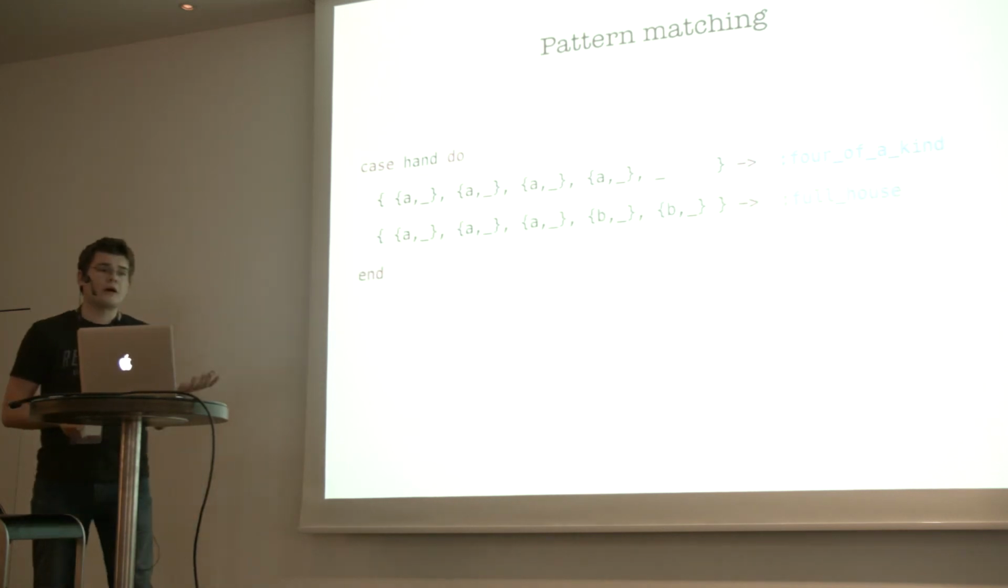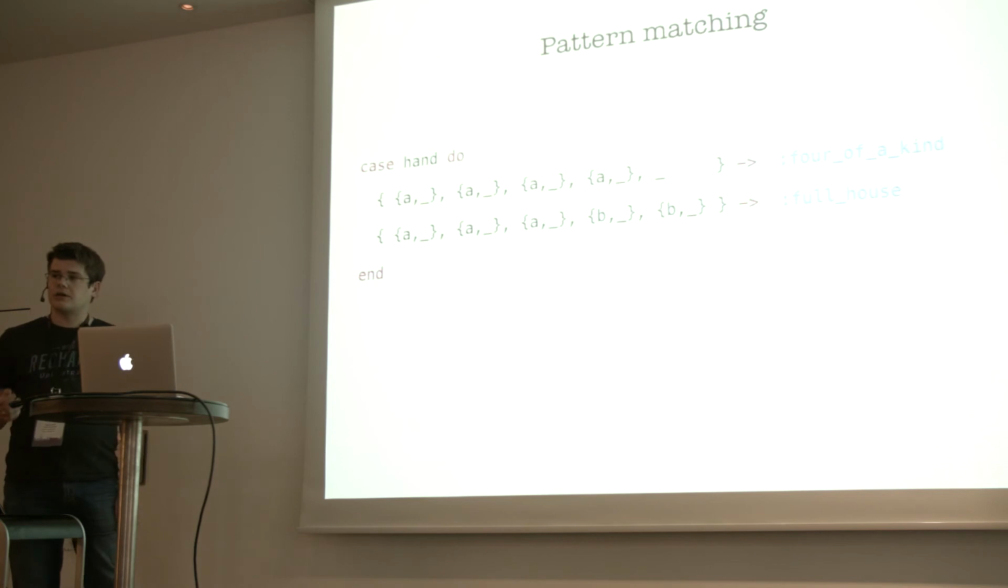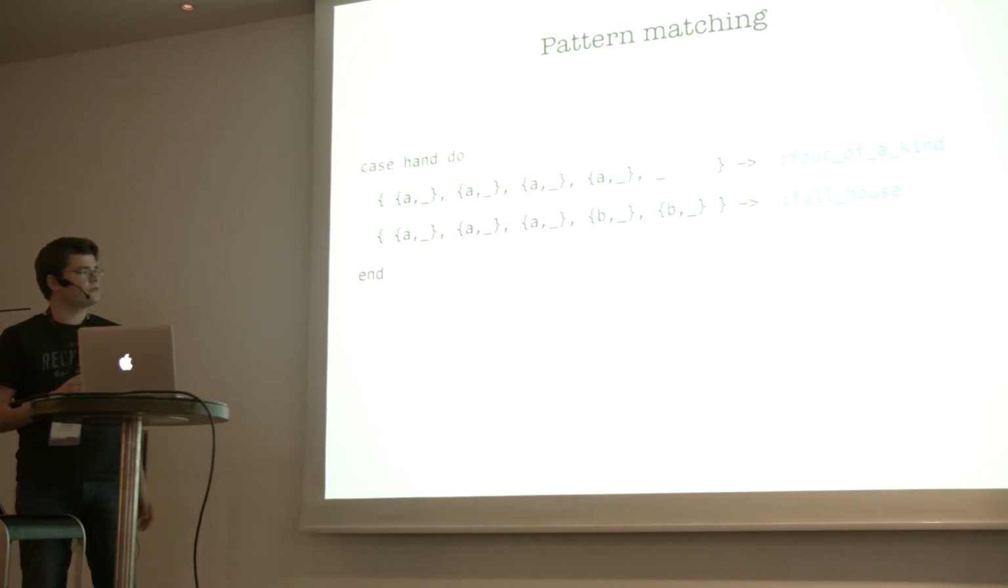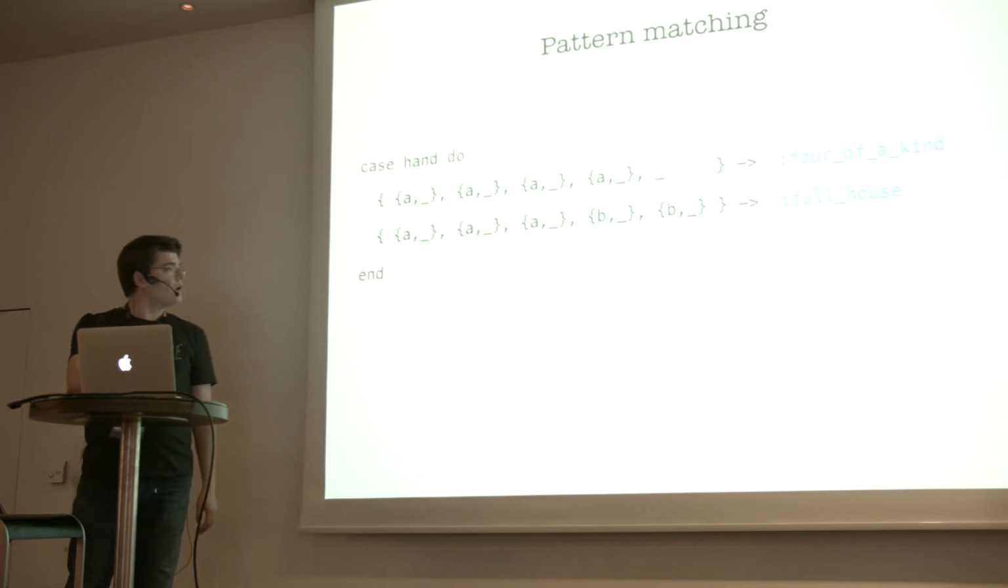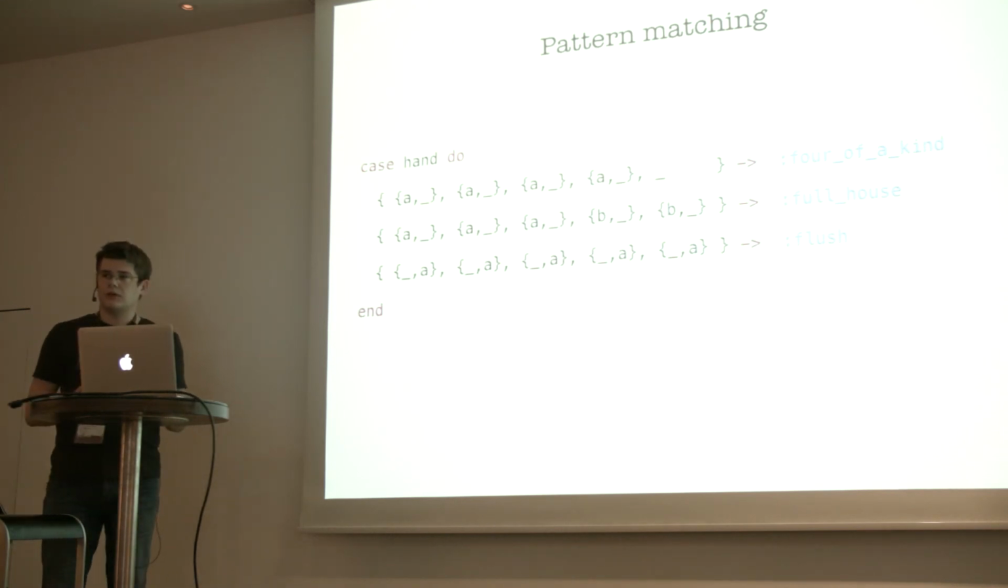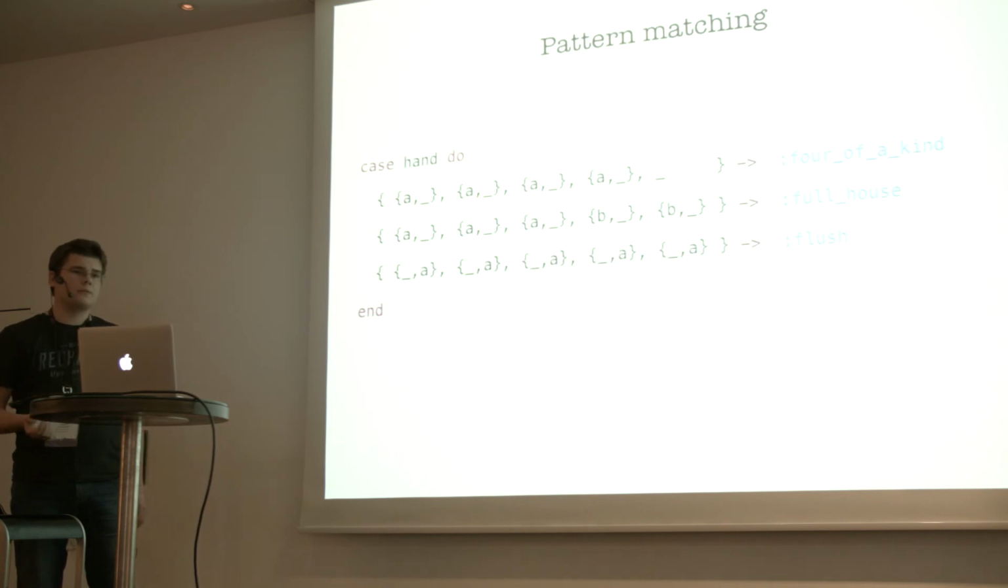Another example is full house. So the first 3 cards must have the same rank, and then the last 2 cards must also have the same rank, but these are 2 different ranks, right? And so with full house, we have something like aces full of kings, so 3 aces and 2 kings. And then finally, we have an example of a flush. A flush is any 5 cards. The rank can be anything as long as the suit is the same.